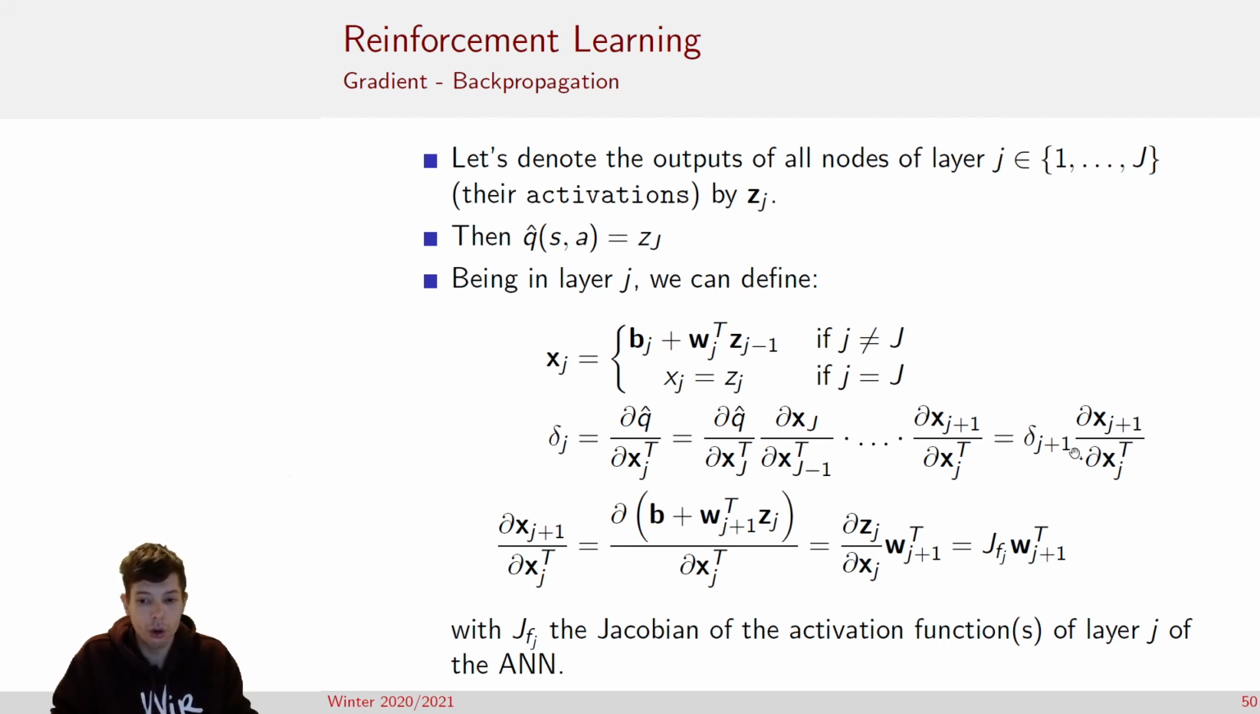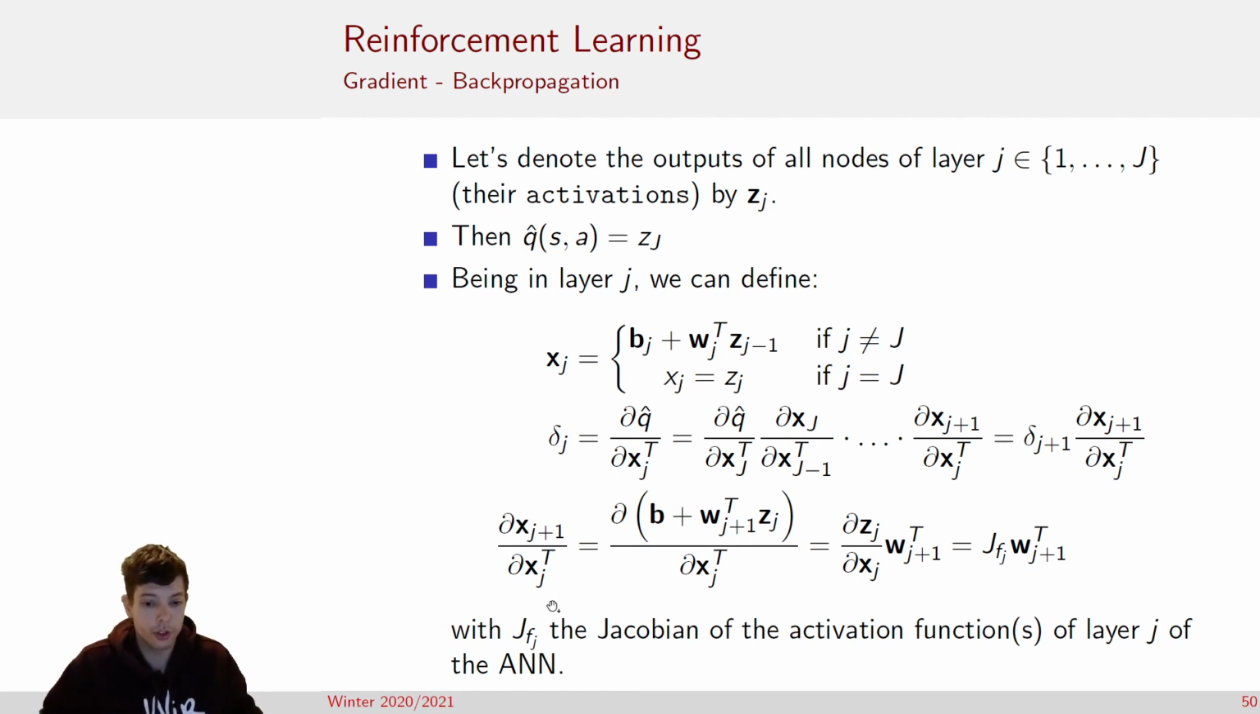So if we know delta capital J plus 1, we can then go and iteratively compute the derivative beginning from the output layer, going back to the input layer. And that's why the algorithm is called backpropagation, because we are putting the derivative into the net and going back through all the layers. So what we are left with now is to compute this derivative here.